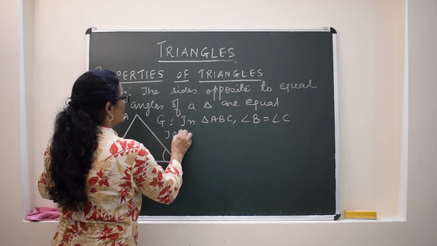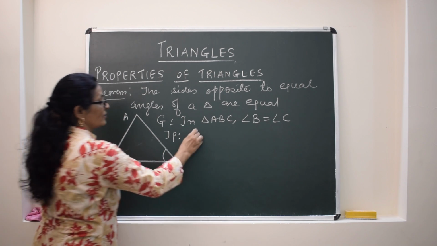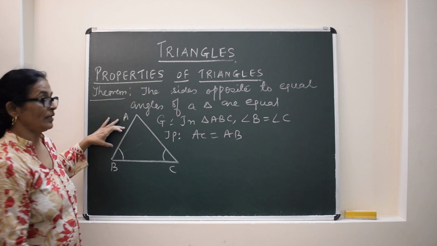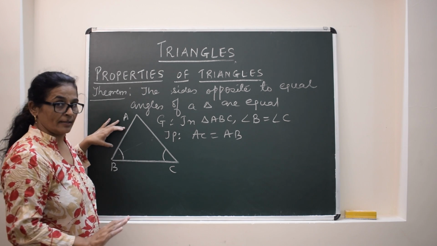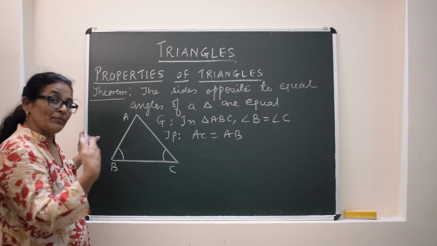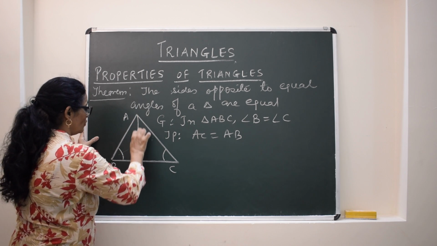What is to be proved? The side opposite to B is AC. You can say we have to prove AC is equal to AB or AB is equal to AC. Clear? Now, for this again we need a construction. Same construction we can apply over here also.